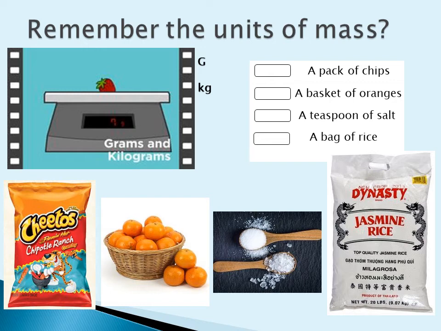Now look at this Dynasty Jasmine rice. It's top quality jasmine rice. What do you think we will measure in? Is it in grams or in kilograms? In fact, you can see it's showing the net weight already. It's saying 9.07 kilograms because it's going to be heavy. So it's going to be measured in kilograms and not grams. Grams for light objects, kilograms for heavier objects. All right, let's go to the next.